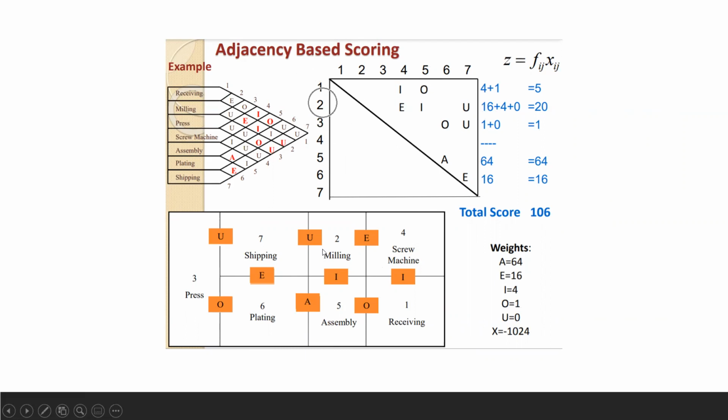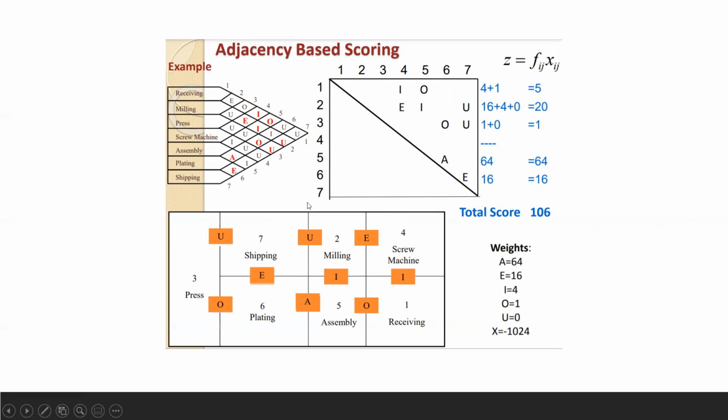So, 2. Ang 2 ay U, unimportant sa 7. So, that's equivalent to 0. E, 2 sa 4. Ang E natin, 16. So, that's a 16. Then, yung I natin is 4. So, 16 plus 4, that's 20.